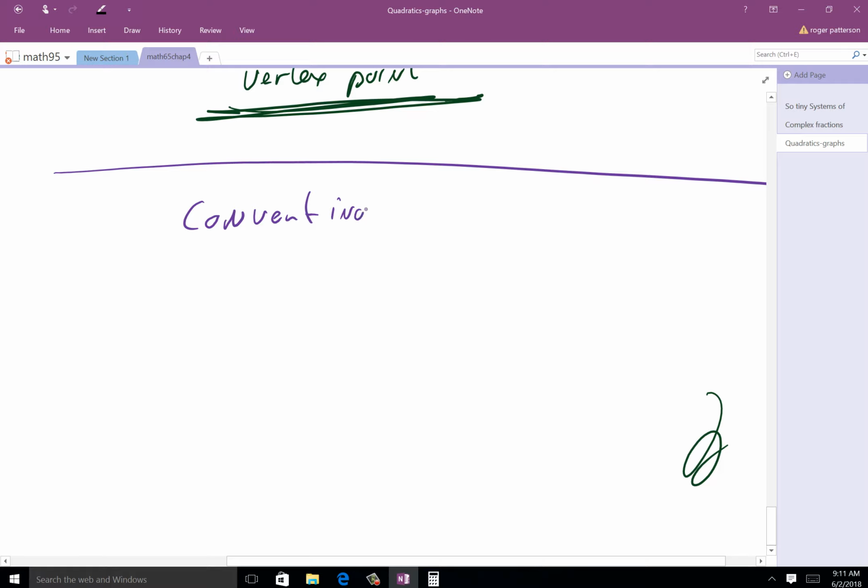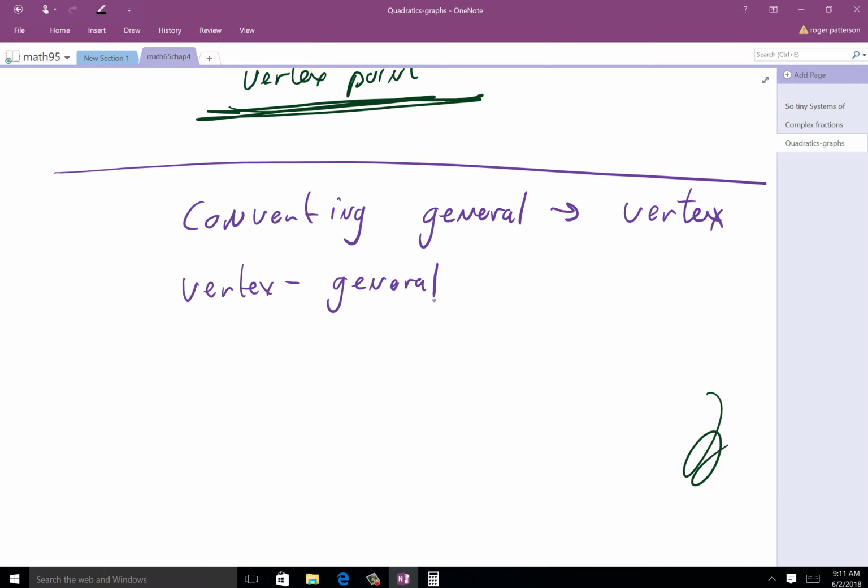Converting general to vertex and vertex to general. All right, so basically that's what it is. They're not talking a whole lot about factored form until 6.3, but let's do the easiest one first. So we're going to convert vertex to general first because that's the easiest one.